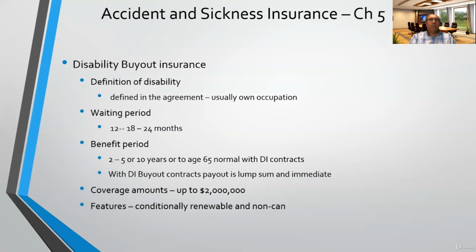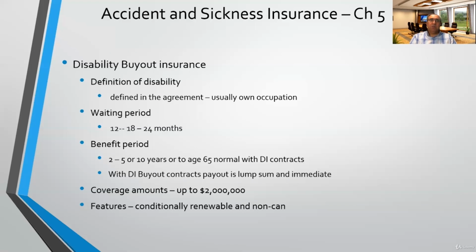For the disability buyout insurance, the definition of disability is defined in the agreement. Usually it is own occupation, and there is a waiting period, usually of 12, 18, sometimes 24 months, before the payment is paid out. The benefit period may be 2 to 5 years or 10 years or to age 65. Usually that is normal with DI contracts. Remember, no disability policy will pay after age 65. It's considered you're retired now, you're not working, so disability will not pay. With the DI buyout contracts, the payout is lump sum and immediate. So that is one time.